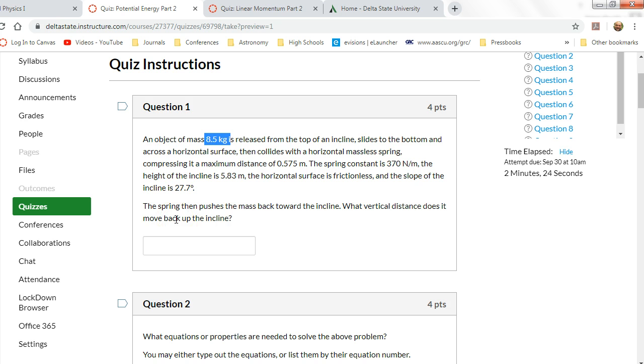All right, so this one is all about energy, conservation of energy, and how to think about this problem. So let's take a look at what we have. Now you'll notice the horizontal surface is frictionless. All right, so let's think about this.